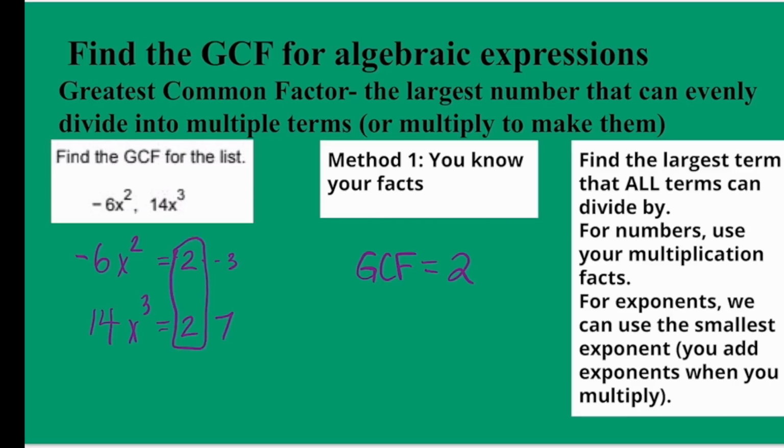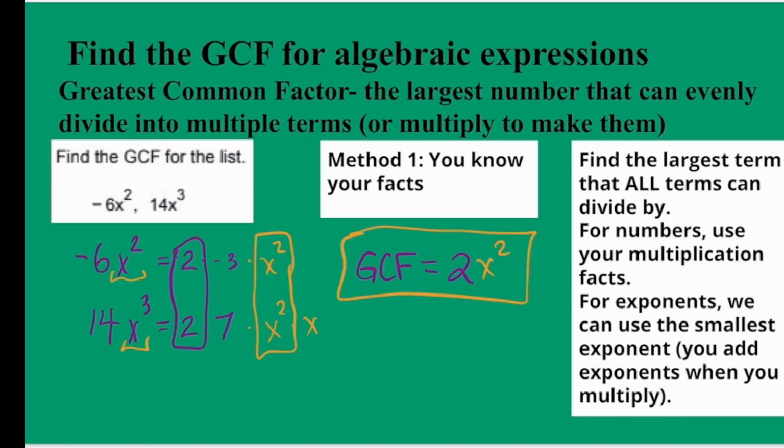For the variables, we have x squared and x to the third. So you take the smallest exponent, which in this case is x squared. So x squared is there, and x to the third is x squared times x. So that's where that comes from. So your GCF is 2x squared. That's how you'd find the GCF.